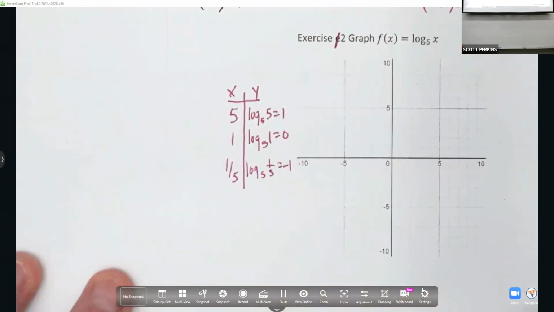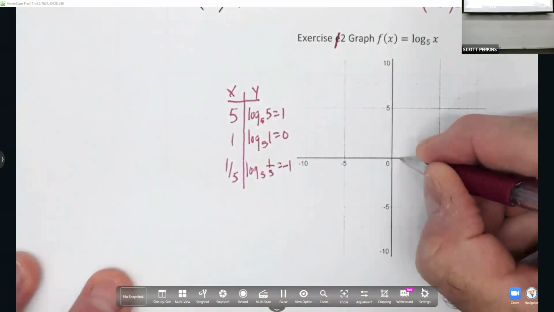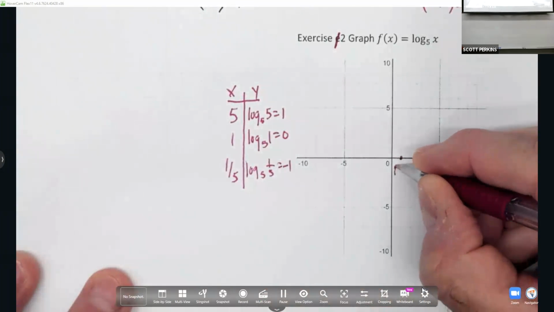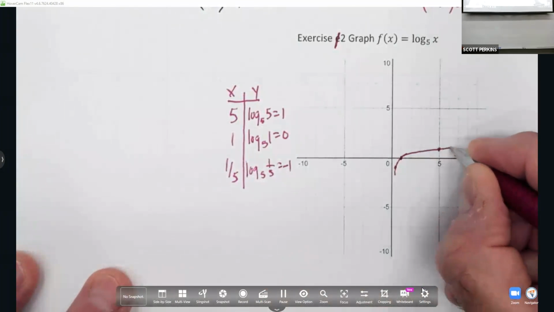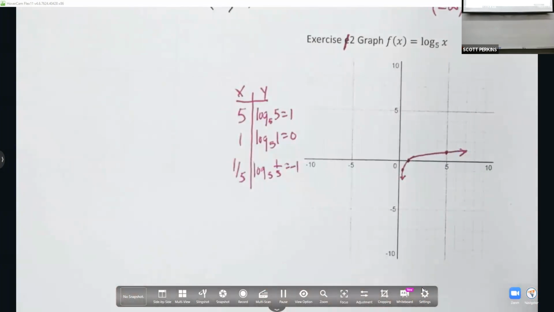There's my values, so I'm going to put some points. I've got 5 and 1, I've got 1 and 0, and a fifth and -1. And so again, you can see it's the same basic shape as the previous two, but this one's increasing even more slowly because the base of the logarithm is bigger. So that's the first objective for this section, being able to graph logarithmic functions.